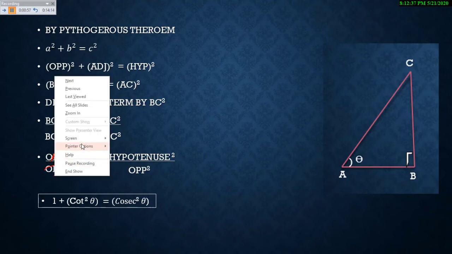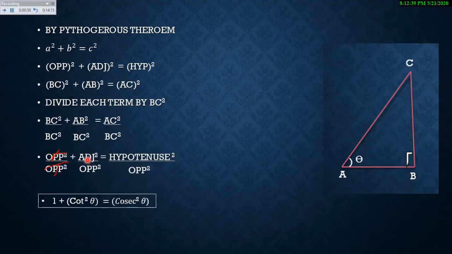So we get it as 1 plus adjacent by opposite is cot square theta. Opposite by adjacent is tan theta. What is tan theta? Opposite by adjacent. What is the reverse of it? Adjacent by opposite, that is equal to cot theta. Cot theta is adjacent by opposite, so that equals cot square theta.